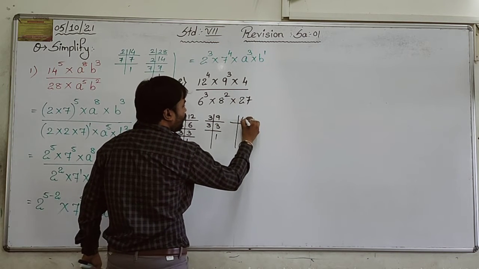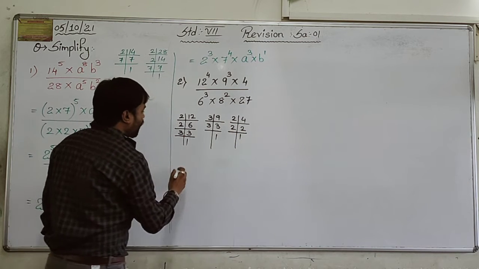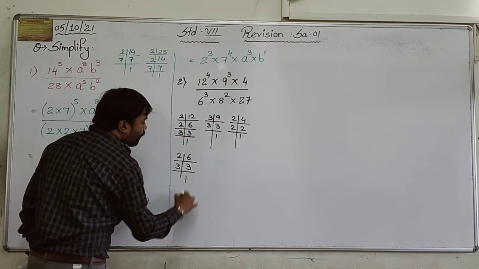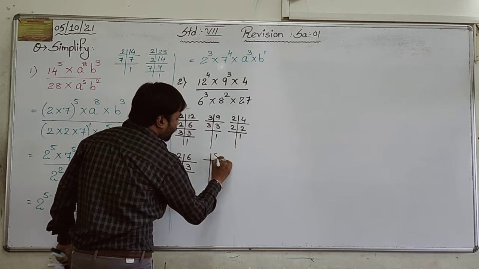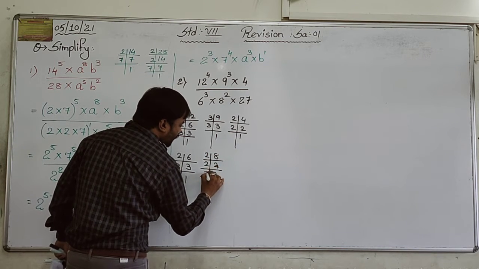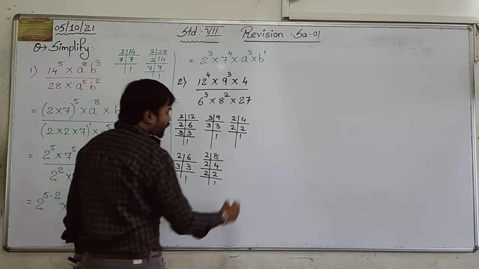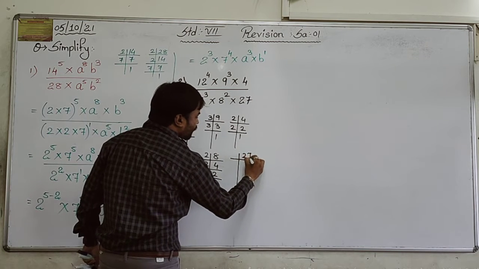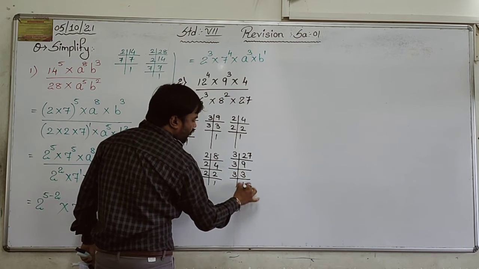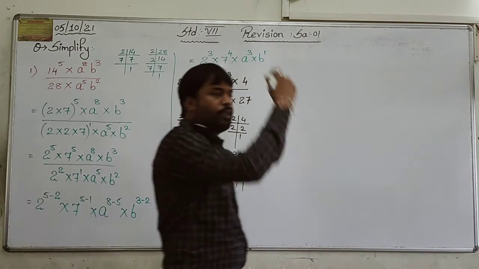Factors of 4: 2, 2, 2, 1. Right, 4. Factors of 6: 2, 3, 3, 1. Factors of 8: 2, 2, 2, 4, 2, 2, and 2, 1. Then factors of 27: 3, 9, 3, 3, 3, 1. All the factors are drawn out. Now try to replace that.